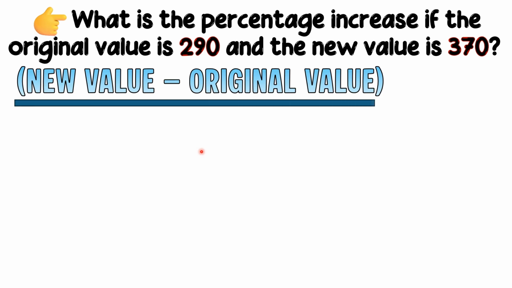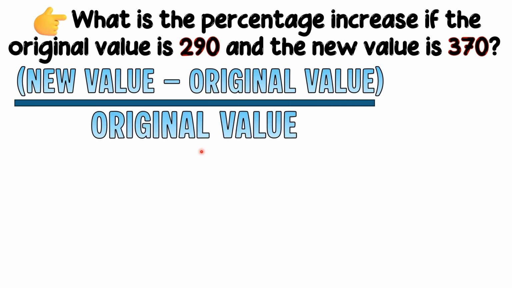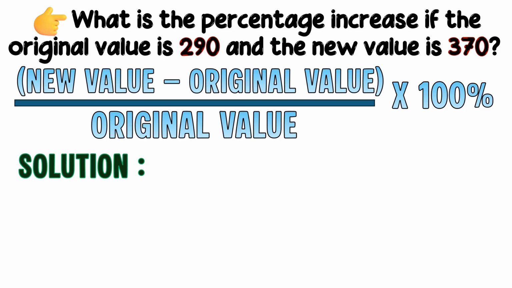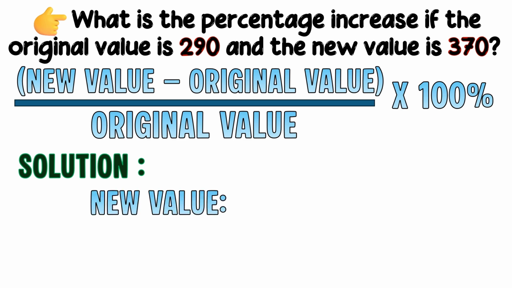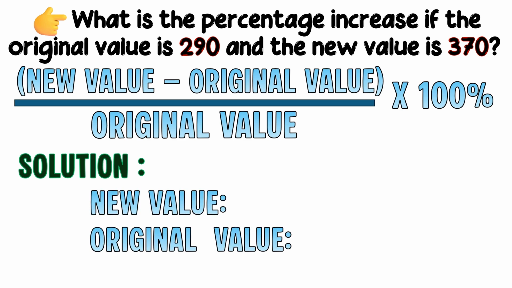So now let's proceed. This is the formula on how to calculate the percentage increase. We have the new value minus the original value, over or divided by the original value, times 100%. Okay, our solution is we will identify what is the new value and what is the original value. In this example, the new value is 370 and the original value is 290.